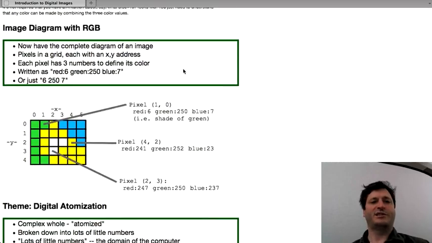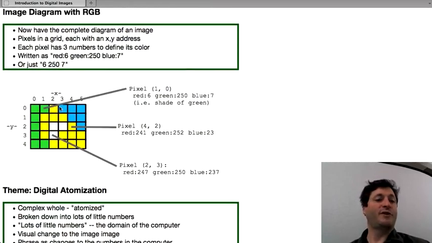So I can refine my diagram here. Here's my grid of pixels. It's making up the image, and we've got the XY like we had before. And now, essentially, what's going on with each one of these pixels is that each one has its own 3 numbers. So maybe this one is 6, 250, 7. So 6 is very low red, 250 very high green, 7 is low blue, i.e., basically green, right? The green number is very high. And this pixel might be 241, 252, 23. So red and green are very high, blue is very low. Yeah, it's basically some shade of yellow.